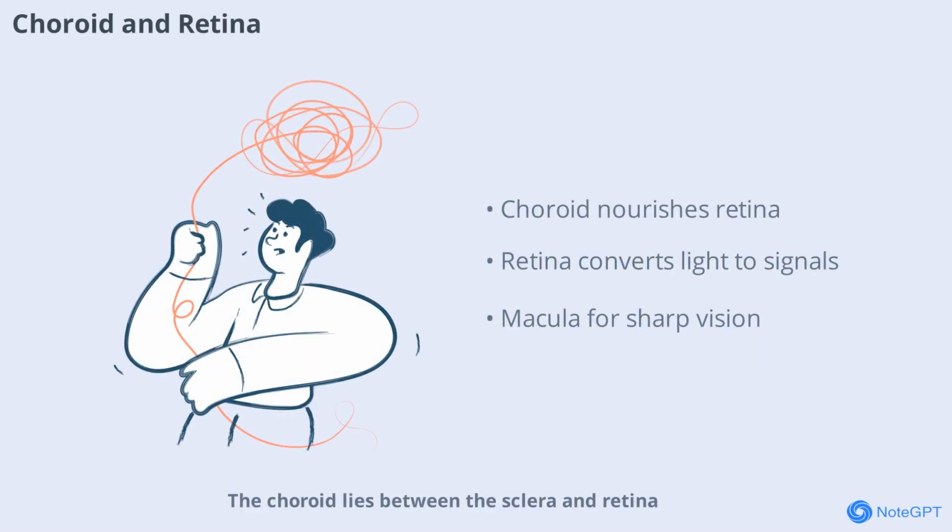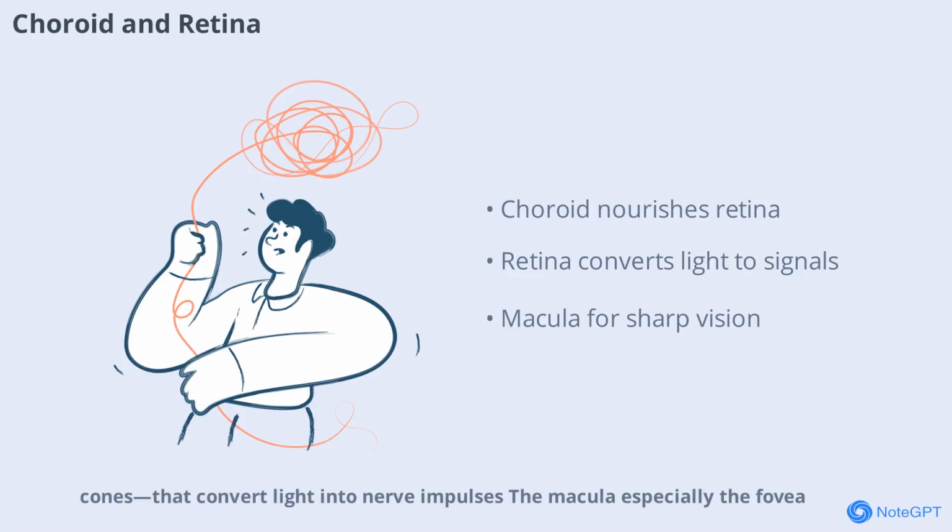Choroid lies between the sclera and retina, rich in blood vessels that nourish the outer retina. The retina itself is a delicate, multilayered structure containing photoreceptor cells, rods, and cones that convert light into nerve impulses. The macula, especially the fovea, is the region of highest visual acuity. The optic disc, where the optic nerve exits, is known as the blind spot due to the absence of photoreceptors.